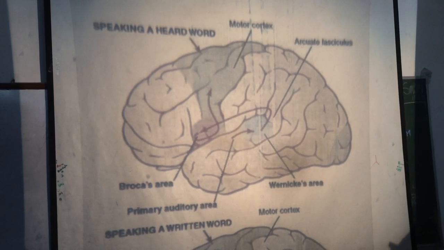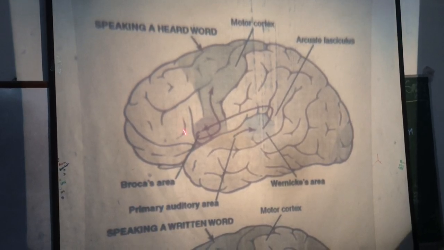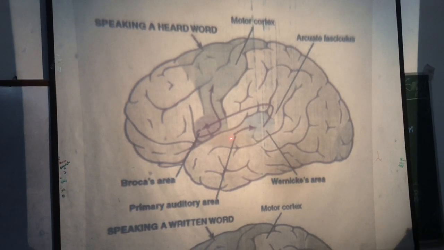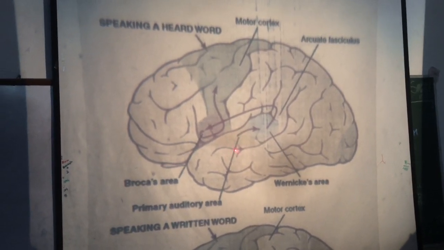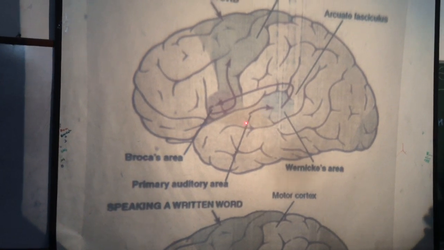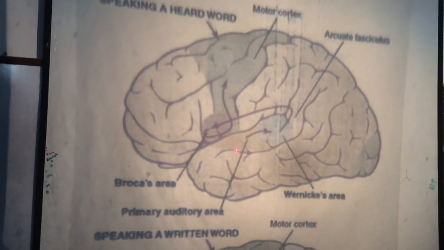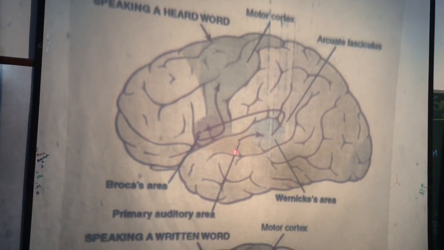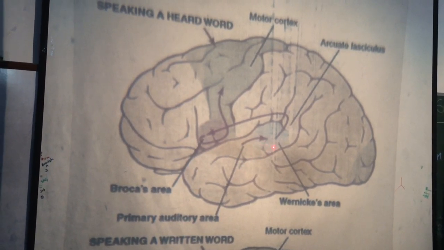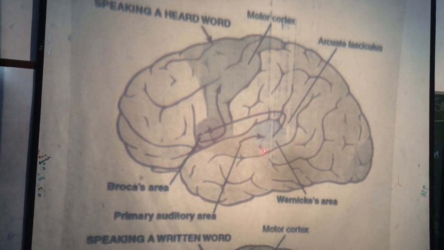Heard words are received where? In the primary auditory area. So in the primary auditory area, heard words are received. And then signals go to the Wernicke's area.